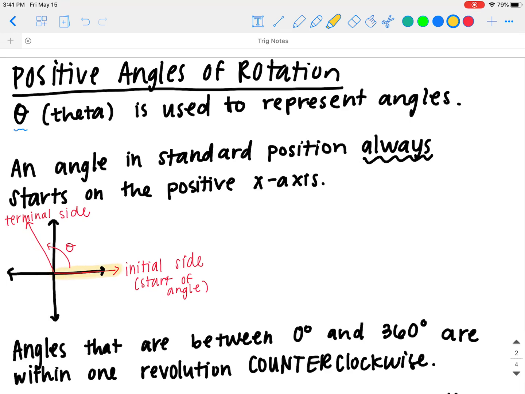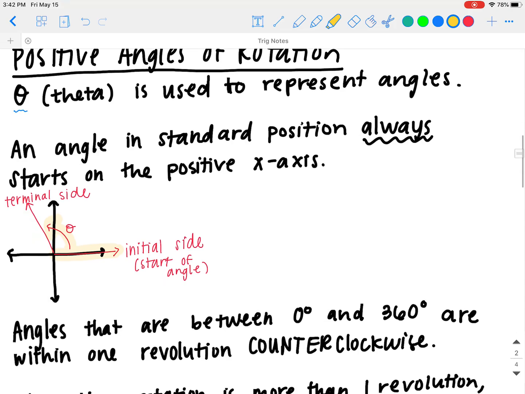Okay, so it's called the initial side because that's where we are at the beginning of the angle. Then the terminal side depends on how big the angle is. But the initial side always starts right here for a standard position angle. Okay, and if it's between 0 and 360 degrees, which remember 360 is a full circle, that's one spin or revolution around our grid counterclockwise. So if you notice, the angle is opening counterclockwise to the left. That is always how our positive angles open, to the left, counterclockwise.